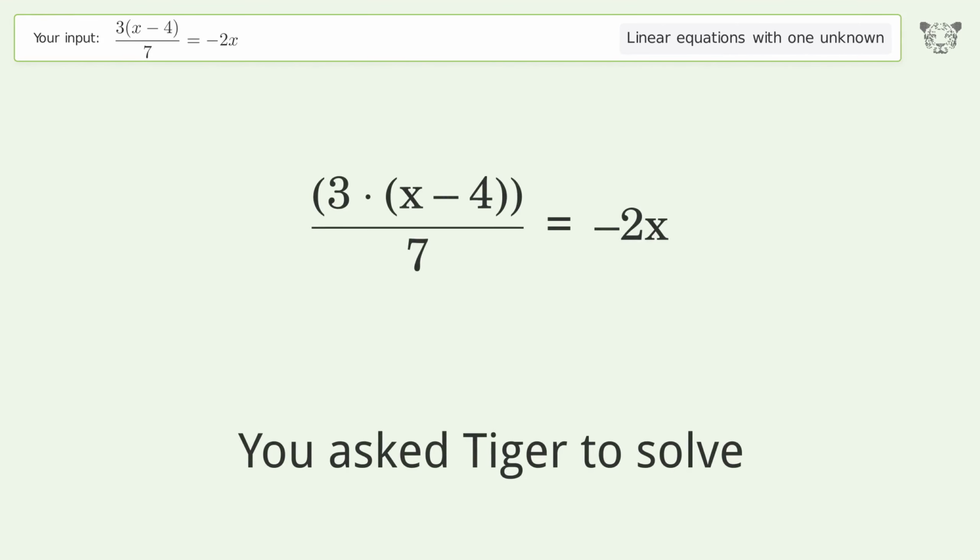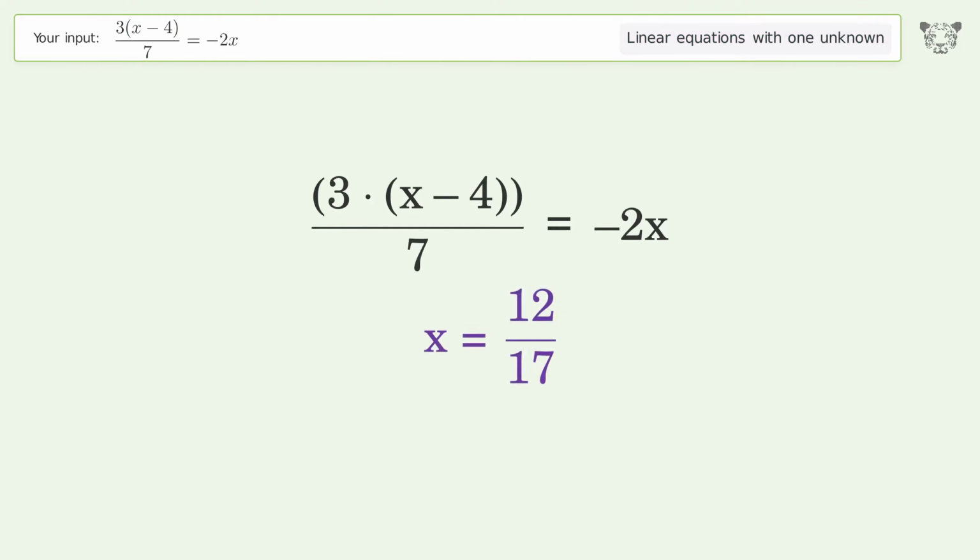You ask Tiger to solve. This deals with linear equations with one unknown. The final result is x equals 12 over 17. Let's solve it step by step.